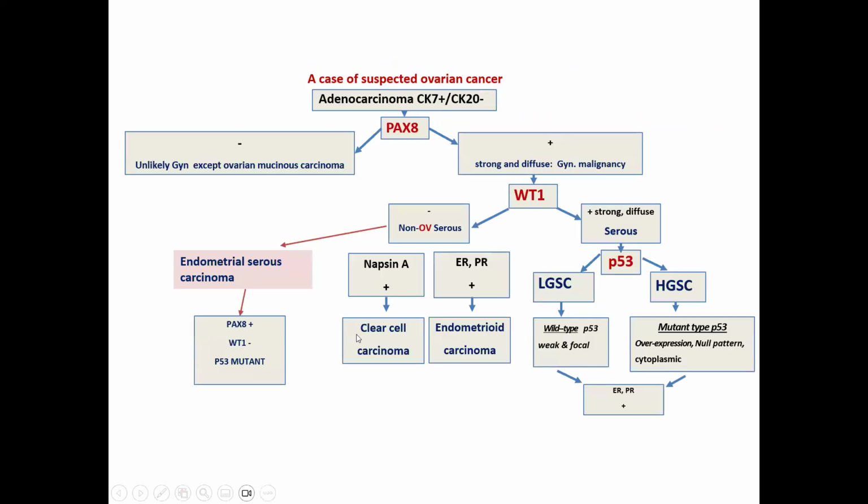So this is an algorithm of immunohistochemistry in any case of suspected ovarian cancer. If we have adenocarcinoma, CK7 positive, CK20 negative. If we have PAX8 diffuse and strong, this strongly suggests a gynae malignancy. If it's negative, it's not a gynae malignancy, except in ovarian mucinous carcinoma, as we said, which can be negative. If the tumor is positive for WT1, strong and diffuse, this is ovarian serous carcinoma that can be low grade or high grade based on the P53 wild type or mutant pattern. If it's negative, it could be endometrial serous carcinoma, or clear cell carcinoma if napsin positive, or endometrioid carcinoma if ER and PR positive.